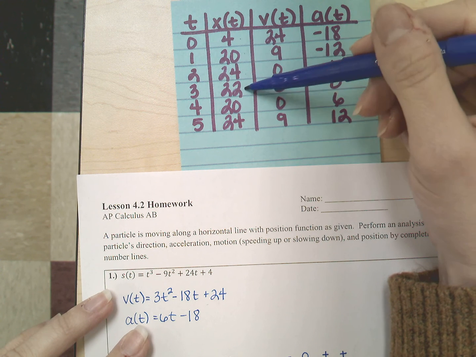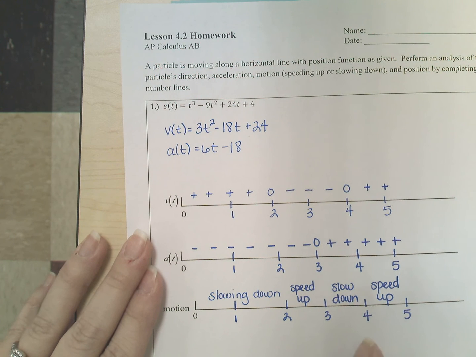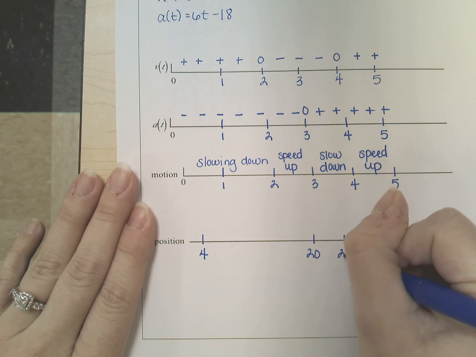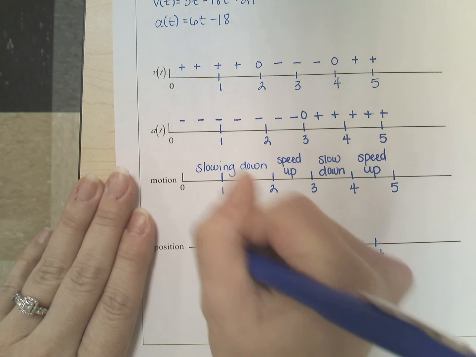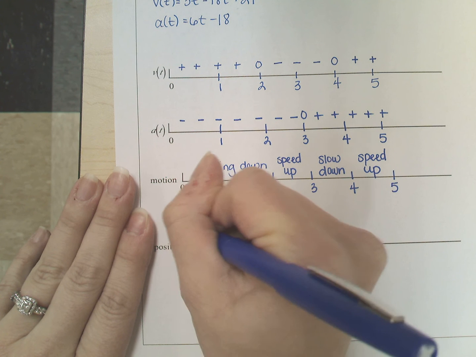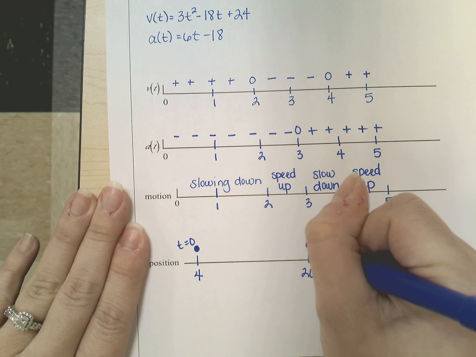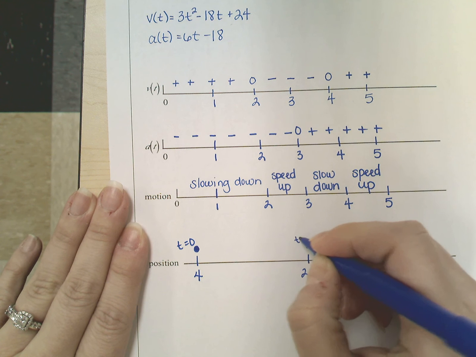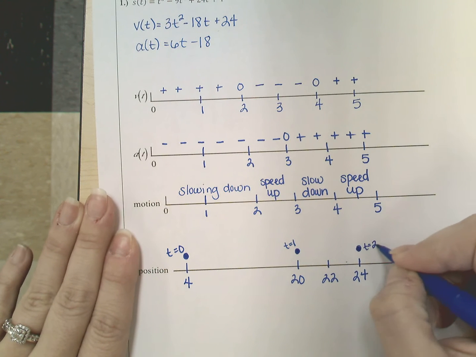So 4, 20, 24, 22, 20, 24. We're going to plot those. I'm going to try to make it look spaced appropriately. Okay, those are the values. I'm going to start here and put a dot, and that dot is t equals 0. There's another dot at 20. So this is my particle moving to the right. That's at t equals 1. Then we have a dot at 24. That is at t equals 2.